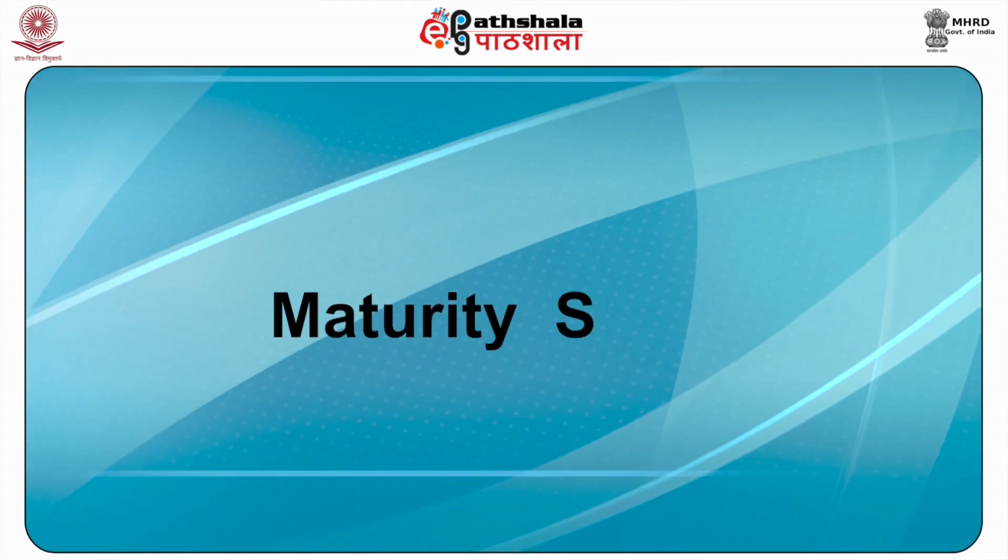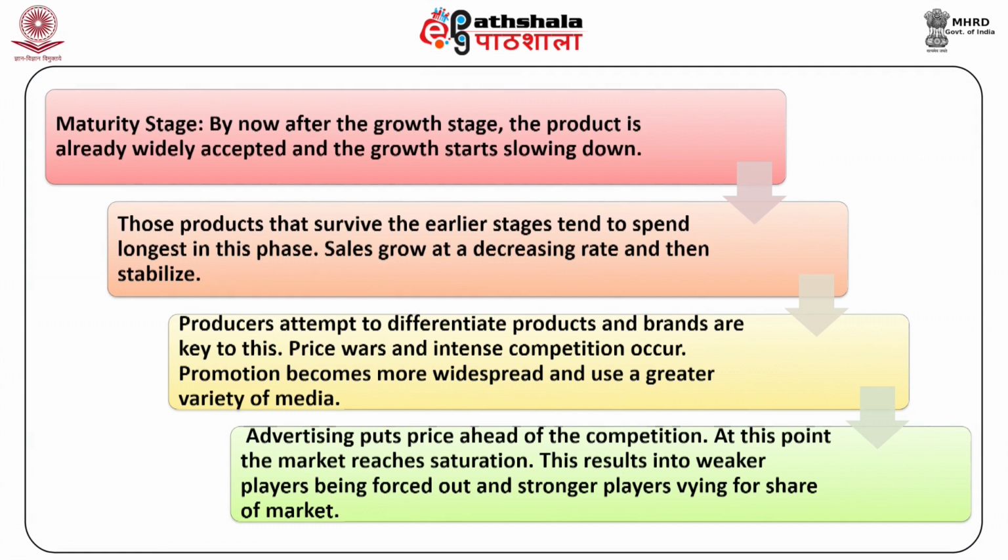In the maturity stage, the growth has already reached its maximum and the product has already been widely accepted, but the growth starts slowing down. Those products that survive the earlier stages tend to remain for the longest period. In this phase, the sales grow at a decreasing rate and then stabilize.